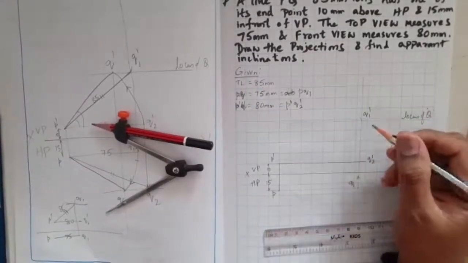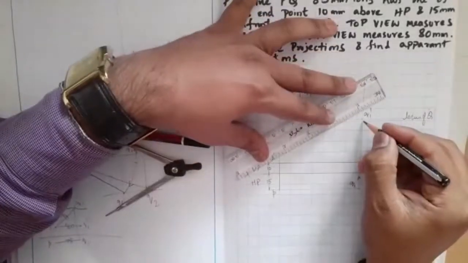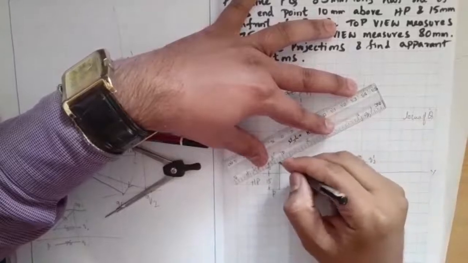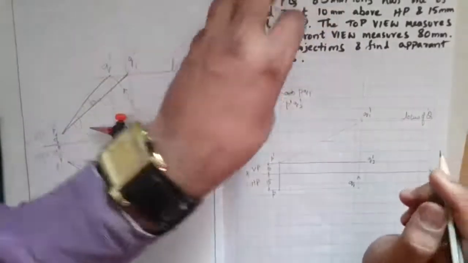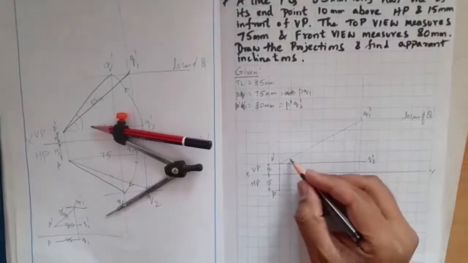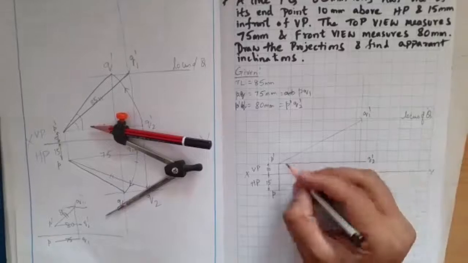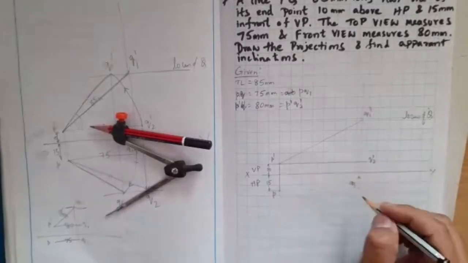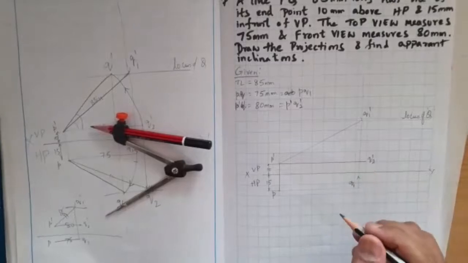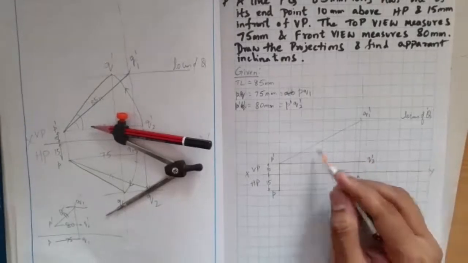And this is Q1 dash. What is this? True length. So I'm going to mark this true length as a thin line first. Later on, we'll see which lines to be made dark. Remember earlier, true inclination or location of Q was given. Now both are not given, only the top view length is given as 75 and the front view length as 80. Got it? So this is the true length I have got now.